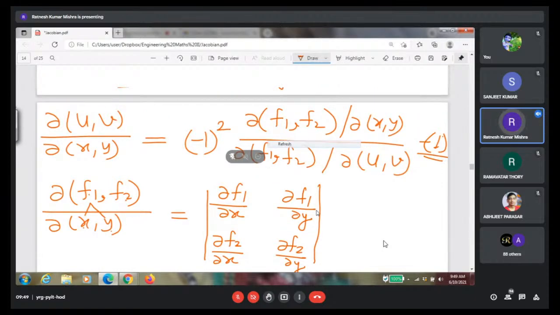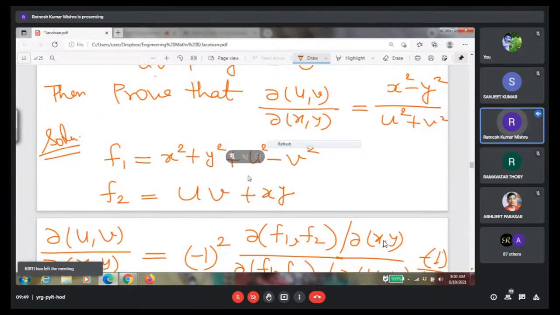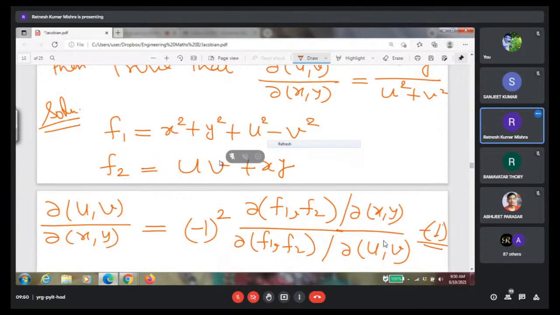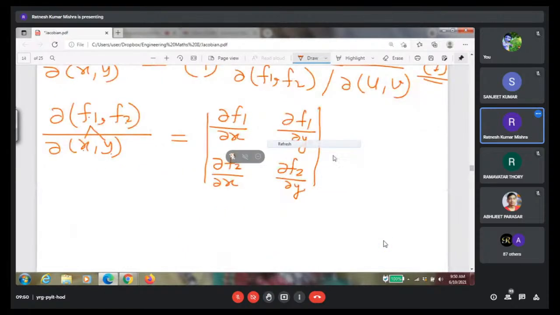And f1 is x square plus y square plus u square minus v square. Differentiate with respect to x. So this is the partial differentiation, so other variables are treated as constant. When you differentiate f1 with respect to x, this is 2x. When you differentiate with respect to y, this is 2y. So 2x and 2y.